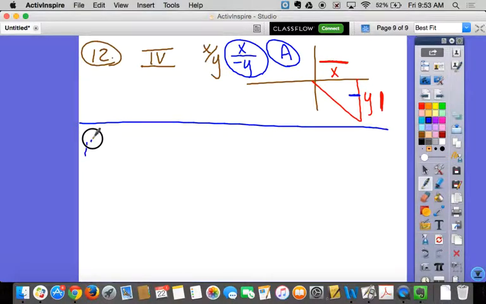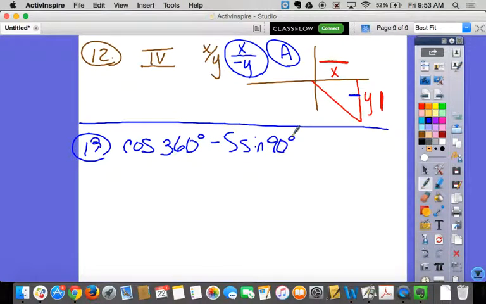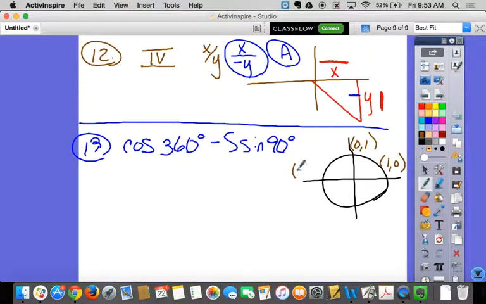Alright, so number 13. You got to go back and use unit circle. Cosine 360 minus 5 sine 90. If you'll draw one unit circle and label it, you should be able to go off of it. But when you take your test, you're probably going to do lots of little unit circles here and there. Just get used to doodling them. And remember, it's cosine, sine.